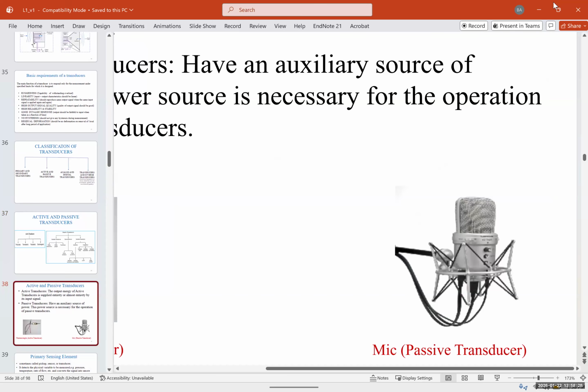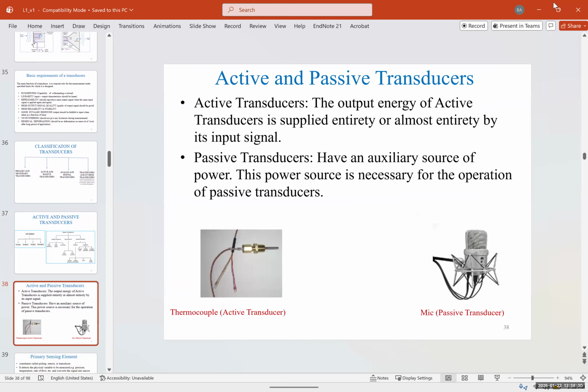Okay. Now, in active transducers, the output energy of the active transducer is supplied entirely or almost entirely by its input signal, meaning they produce their own power or energy. And the passive transducer has an auxiliary source of power. This power source is necessary for the operation of passive transducers.